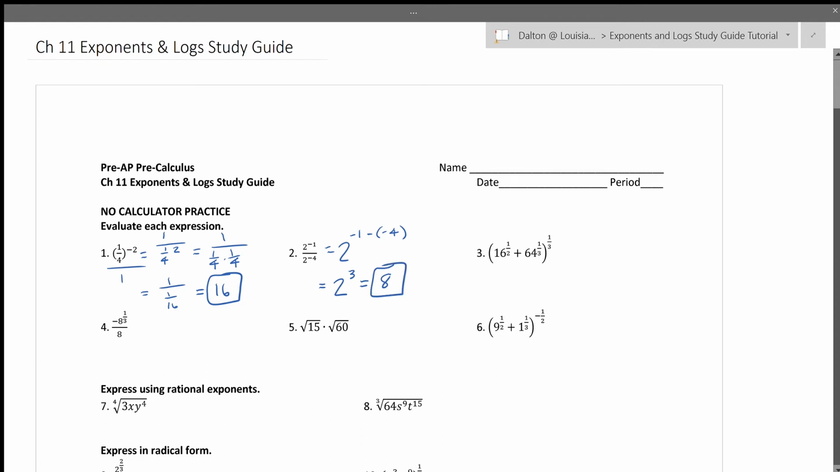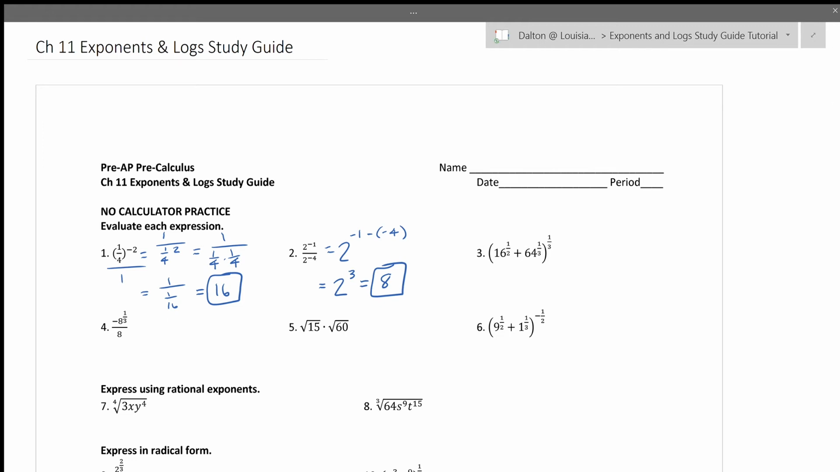Okay, number 3. Some people might be tempted to take this 1/3 power and distribute it into each of these terms. But please, please, please do not do that. There's no math rule that says that you can do that. You can only distribute terms like this if your terms on the inside are being multiplied times each other. That's what the rule is. So instead, let's just go ahead and compute these values and simplify using order of operations, PEMDAS, from the inside out.